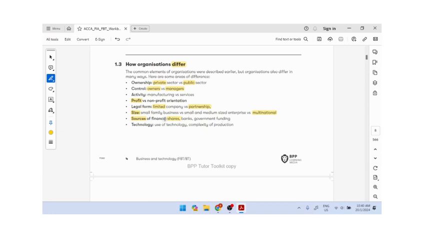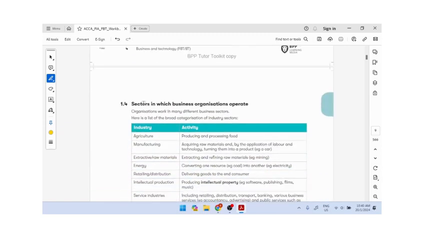finance for an organization. Technology, whether you use a lot of technology or you don't use much technology. A burger store compared to a factory manufacturing chips, the level of use of technology is totally different. Okay, so different organizations differ in many ways. These are the ways.